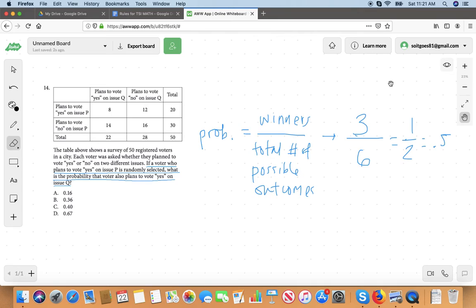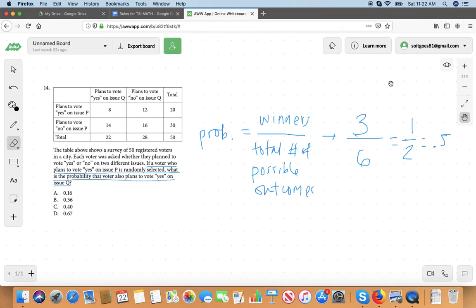So again, with probability, I always start with the total number of possible outcomes, because that's the pool that you're drawing from. I know the winning outcomes aren't going to be bigger than that. So start with the total number of possible outcomes, and then decide what your winning outcomes are from that set.